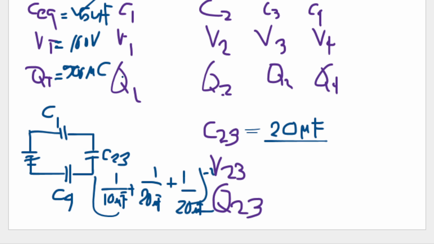Okay, I don't have my pen with me, so I cannot write properly. Remember that in series, your QT is equal to your individual Qs. In here, our QT is 500 microcoulomb, and the capacitors involved are C1 and C4. So C1 has 500 microcoulomb, and C4 also has 500 microcoulomb.